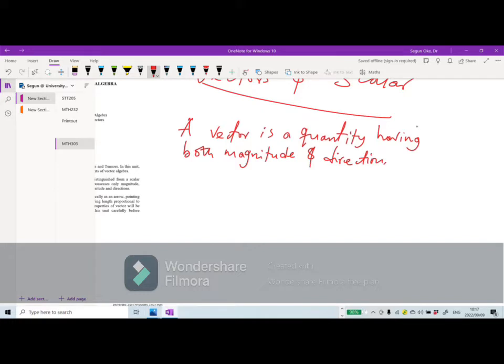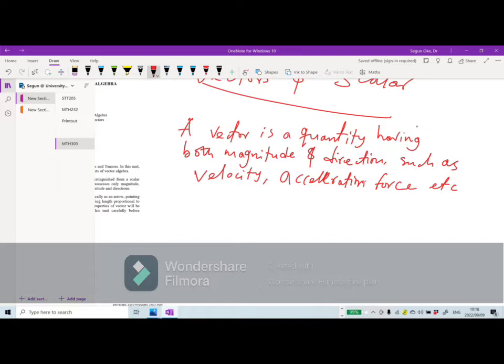Such as, remember, I mentioned some things the other time. Part of it is velocity, acceleration, momentum, force, magnetic field intensity, etc. Let me put it that way.